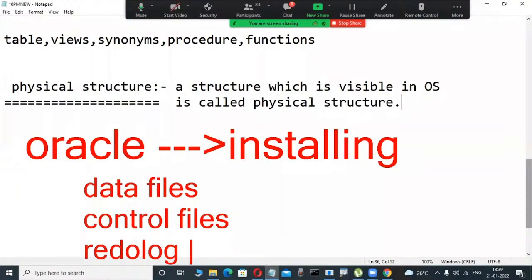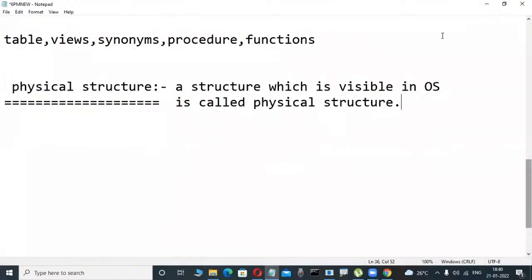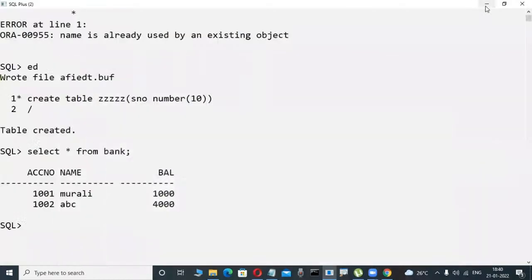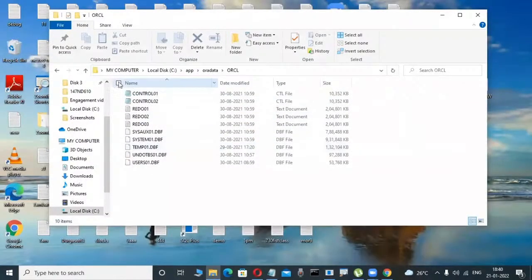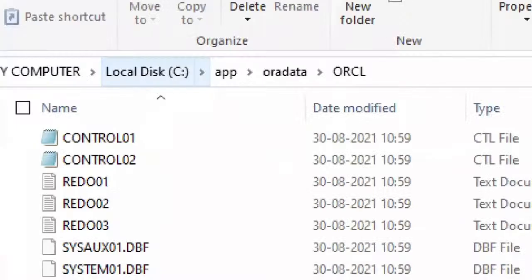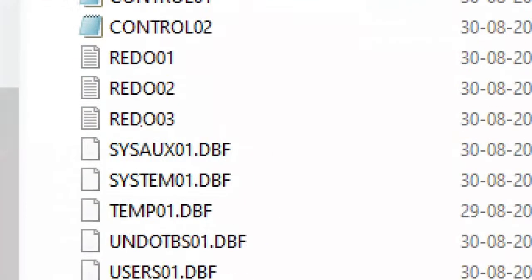You don't have an idea about all these things. In the future, in the DBA concept, this is actually a rough introduction in our course. Observe here, whenever I'm installing Oracle software, for example, automatically some files are created on the disk. Observe here in the C drive, D drive, some files are created here.